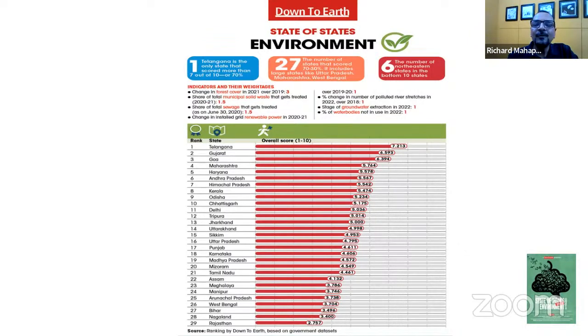So on the environment parameter, the top 5 states are Telangana, Gujarat, Goa, Maharashtra, and Haryana. And you can see the complete list there. But what it tells us: Telangana, in fact, is the only state that has scored up to 70% out of 100%, and it has topped. Altogether, 27 states have performed in the range of 30% to 70%. If you take by the normal examination syllabus, 30% is the pass mark. But in 30 to 70, 27 states have performed within that range. And only 6 northeastern states are in the bottom 10 states, meaning their performance has not been that great. So this is on environment parameters.